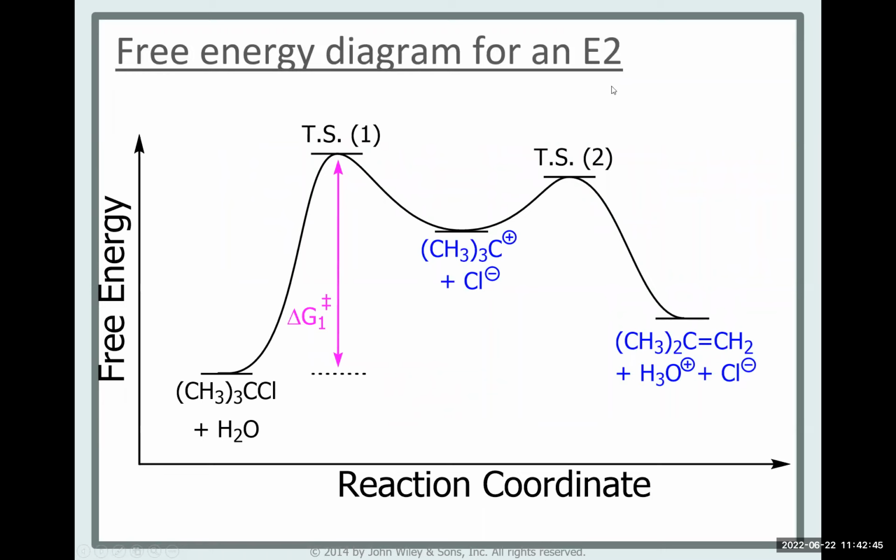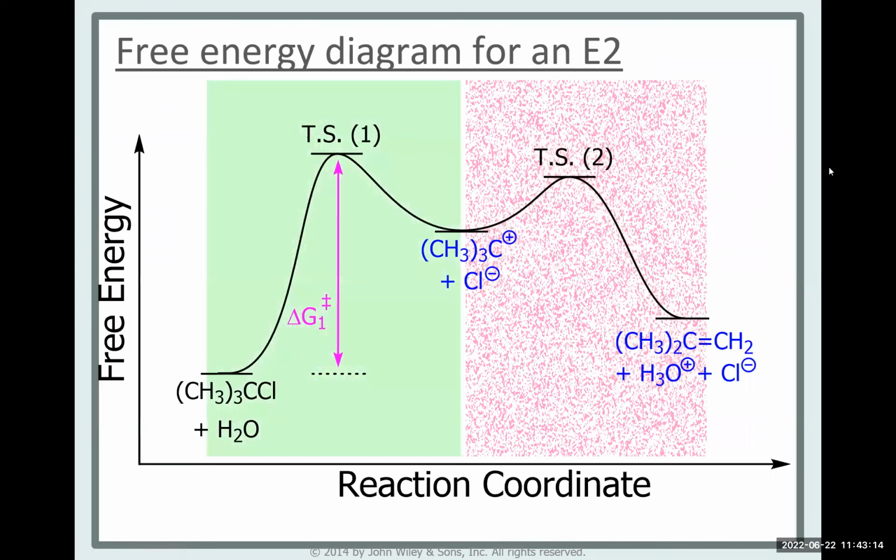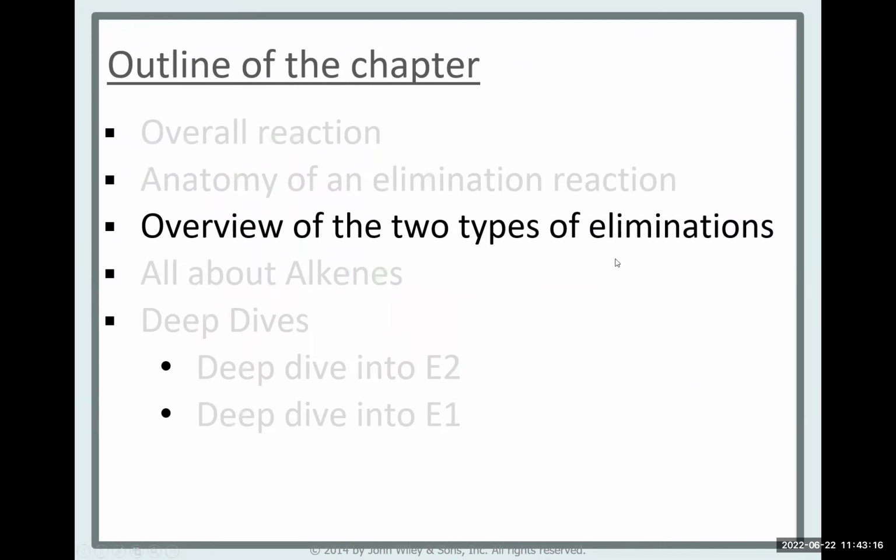So the free energy diagram for the E1 is very similar to the SN1, except it doesn't have that third deprotonation step, right? So there's only the carbocation forming, which is the rate determining step, and then the hydrogen at the beta carbon being abstracted to form your final alkene. So this is truly a two-step reaction. E1 is really just two steps. So that's step 1, and that pink is step 2.